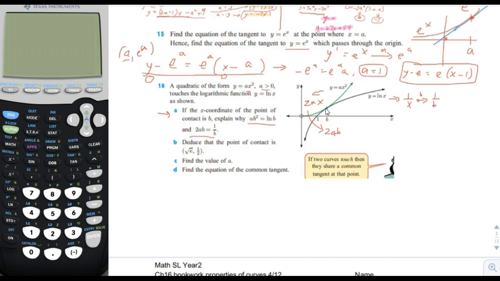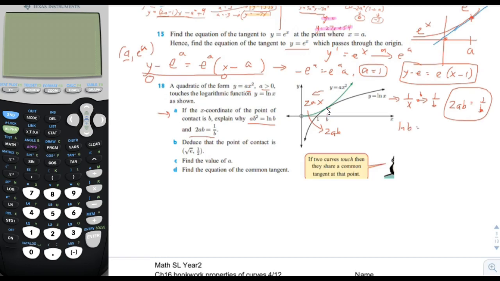So these two things are equal to each other because the gradients of the two curves are equal at that point, right? So we know that 2ab equals 1 over b. The other thing we know is their heights are equal at that point. So y equals log x at that point is log b.